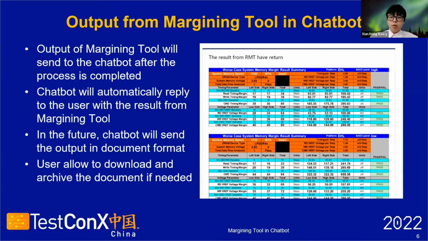Currently, we can only provide the output information as shown on the right, which is to say, the user will only receive the information in the form of an image. This is not exactly ideal. Therefore, in the future, we have planned to implement a way for the chatbot to provide the user with the output document as well. This allows the user to download and archive the information if needed. However, this goal has not been achieved yet.